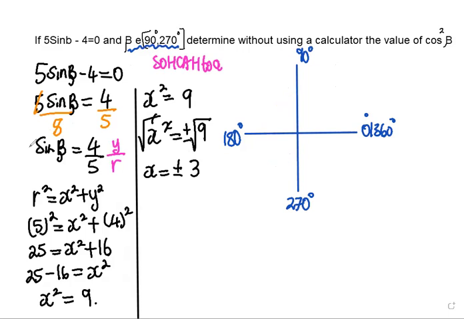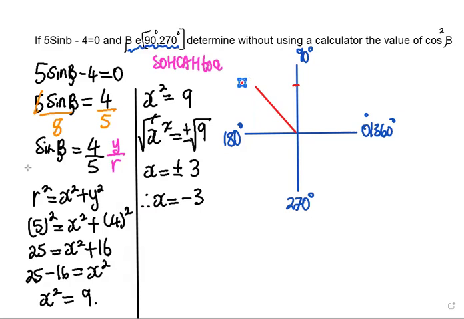So the value of y, we know that is positive. Now when it's positive, it's going to appear somewhere there, because y is positive. Now it means to say, based on the given restriction of the theta, our diagram now will be on the second quadrant, and hence on the second quadrant the value of x is negative. Therefore you say x is equal to negative 3. And then after that, that's when you draw the diagram as follows.